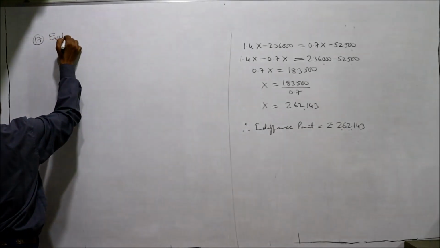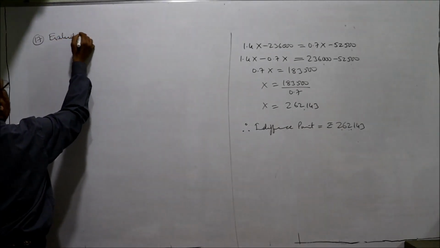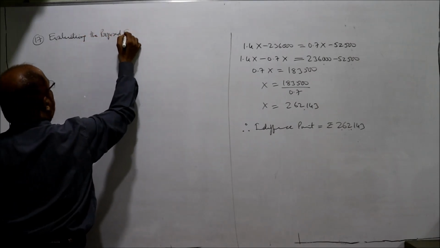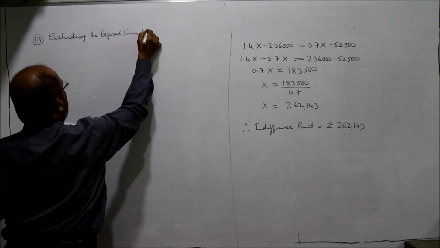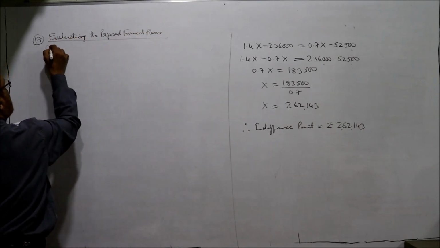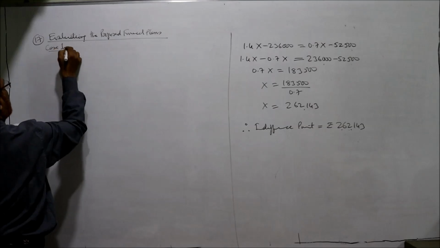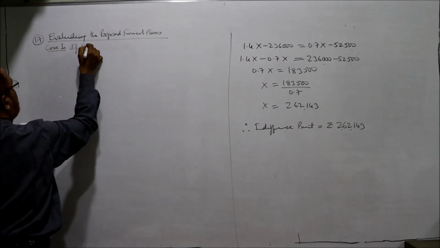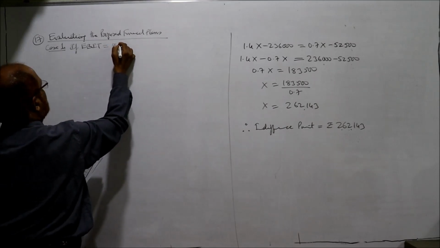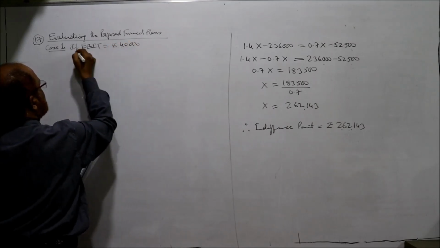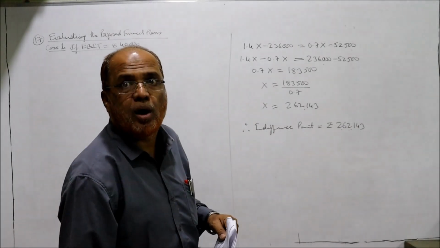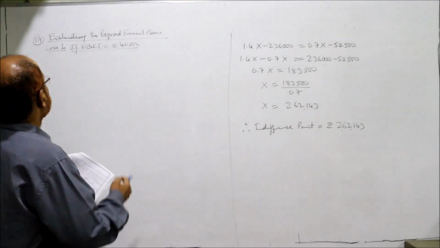Evaluating the proposed financial plans. Case 1. If EBIT is equal to rupees 40,000, अगर 40,000 रुपये EBIT लिए तो EPS कितना होगा? ये पहला क्वेश्चन.